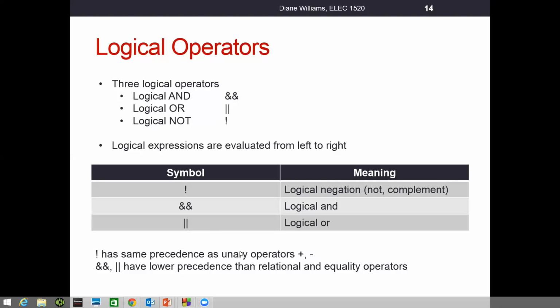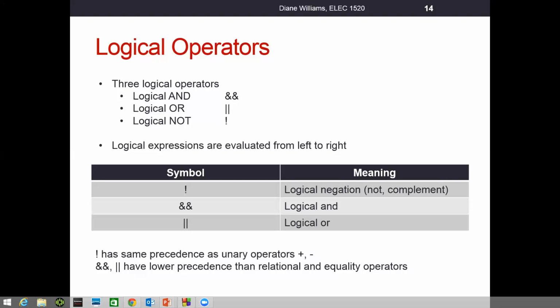So not has the same level of precedence as plus and minus. It has a very high level of precedence, meaning that the inversion or the negation will happen before the and operators and the or operators. They have a lower precedence than even the relational and the equality operators. All right, so we'll take a look at how these examples work.